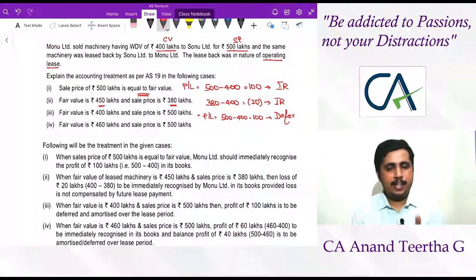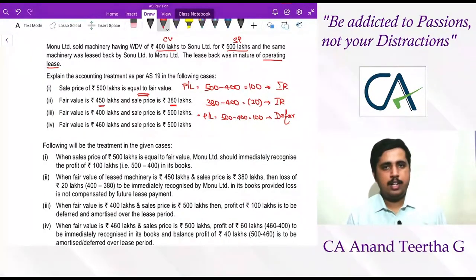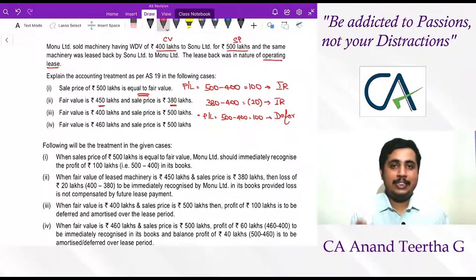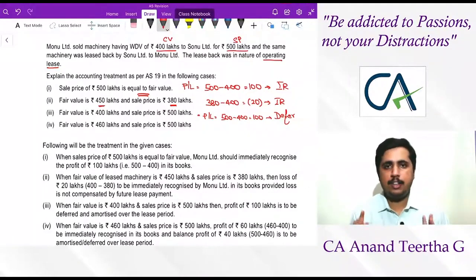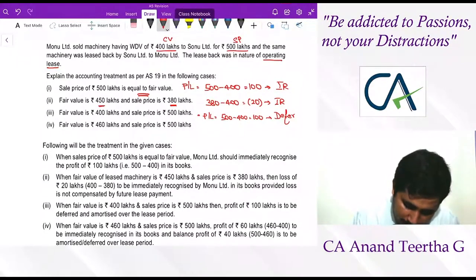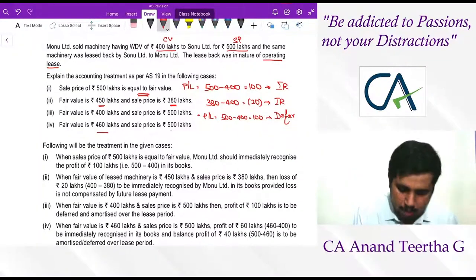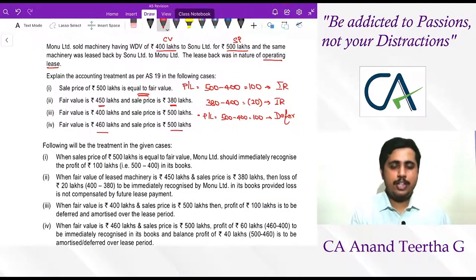I hope it is clear. Till fair value, immediately recognize. Above fair value, defer. Till fair value, the profit or loss is 0 because 400, 400. Above fair value is 100. That is deferring. Fourth one, fair value 460 lakh, sale value 500 lakh. Now what is happening?